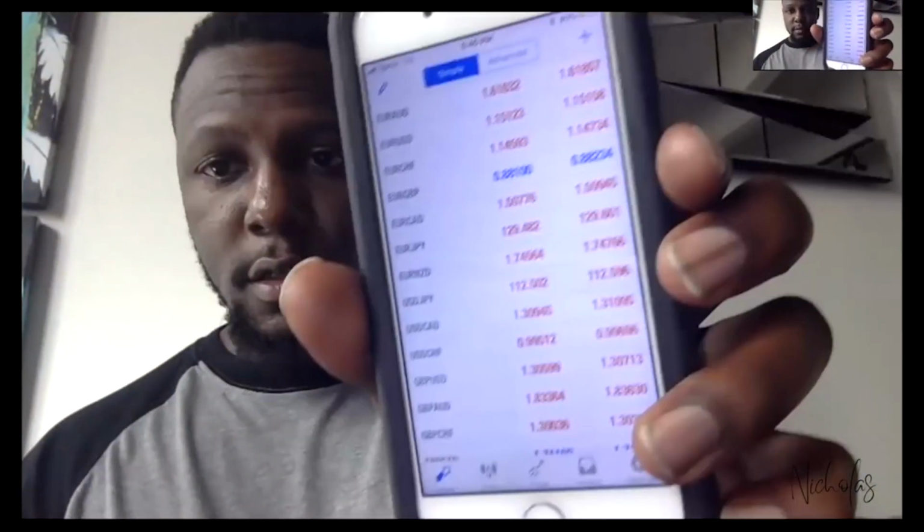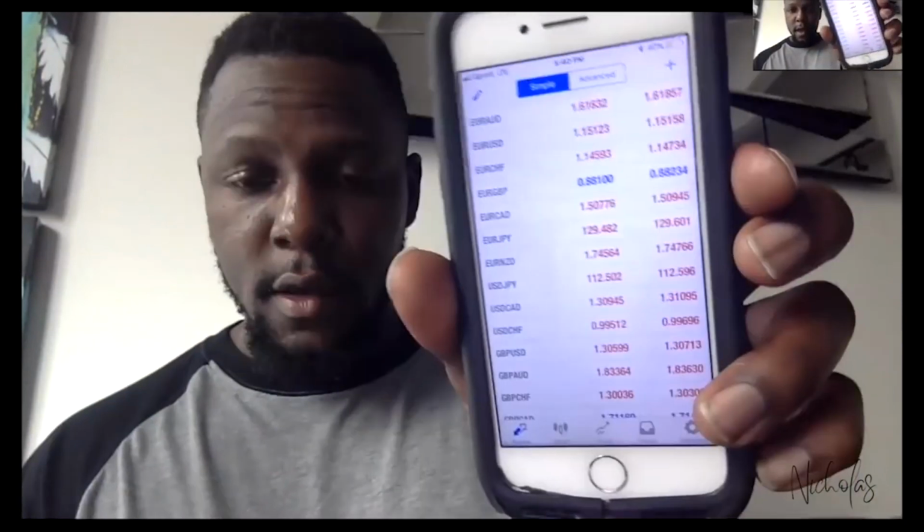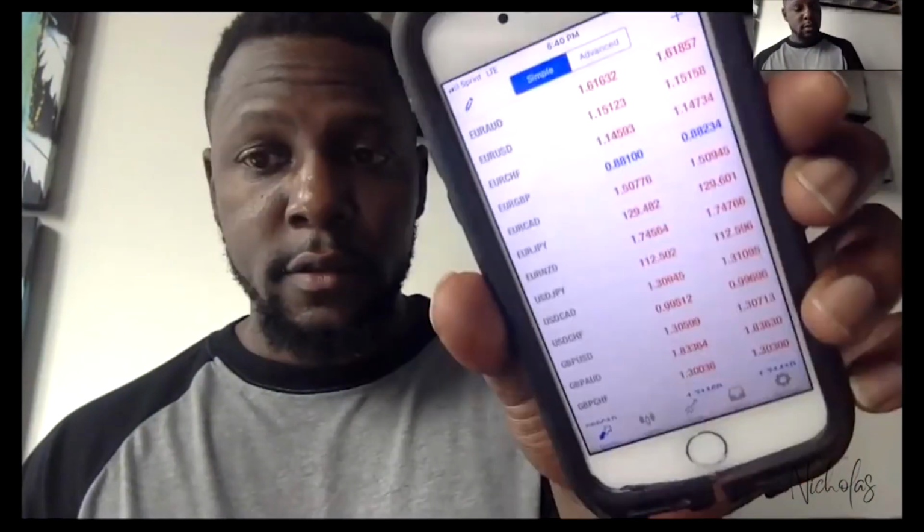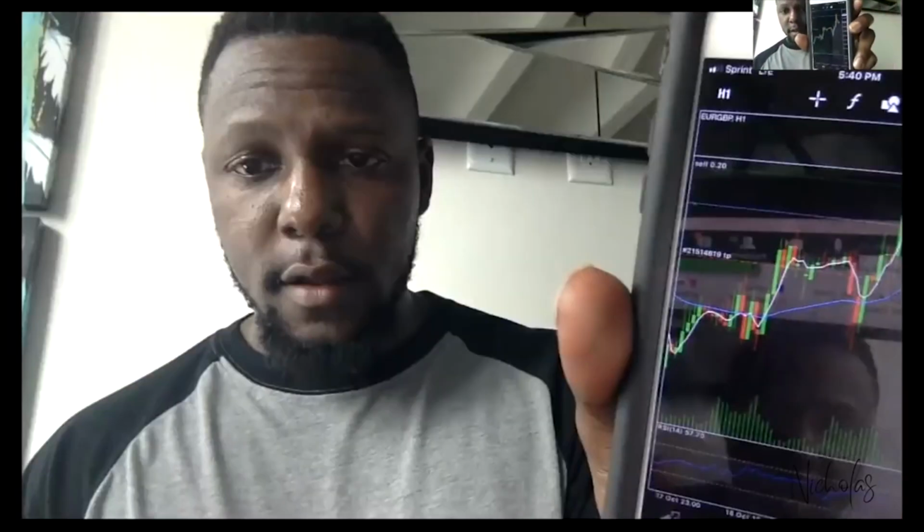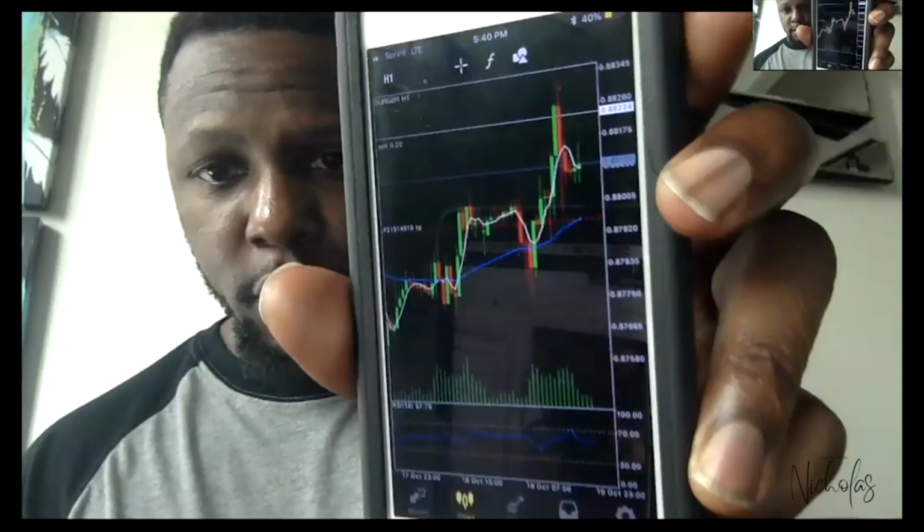So let's check this out real quick. If I enter MetaTrader 4, which you guys can see right here, we want to add our indicators. So here's how you do it. Here's my chart. I like to have a black chart with green and red lines.